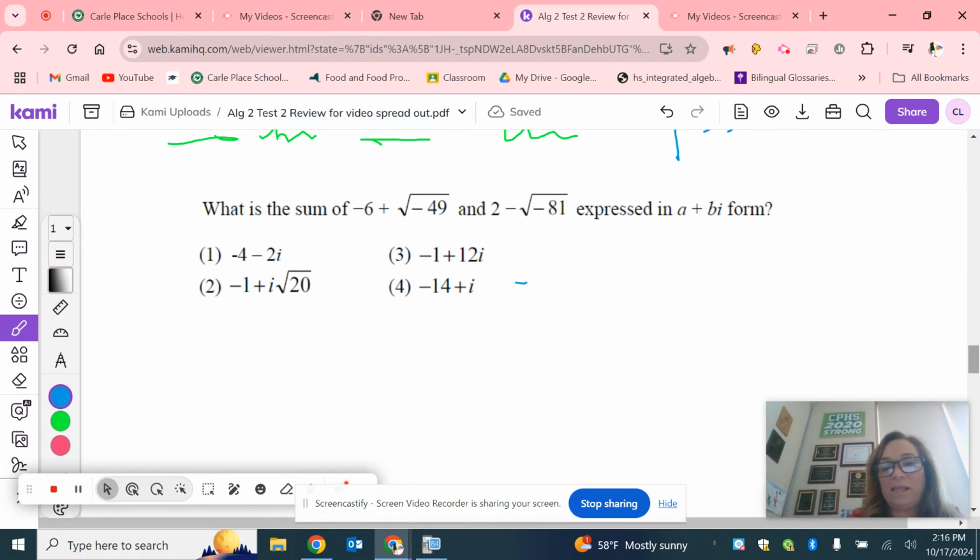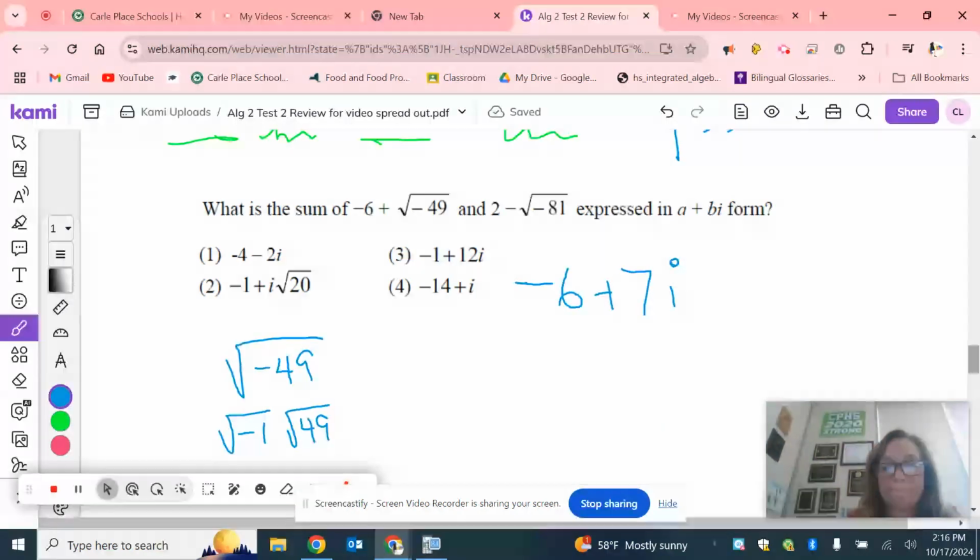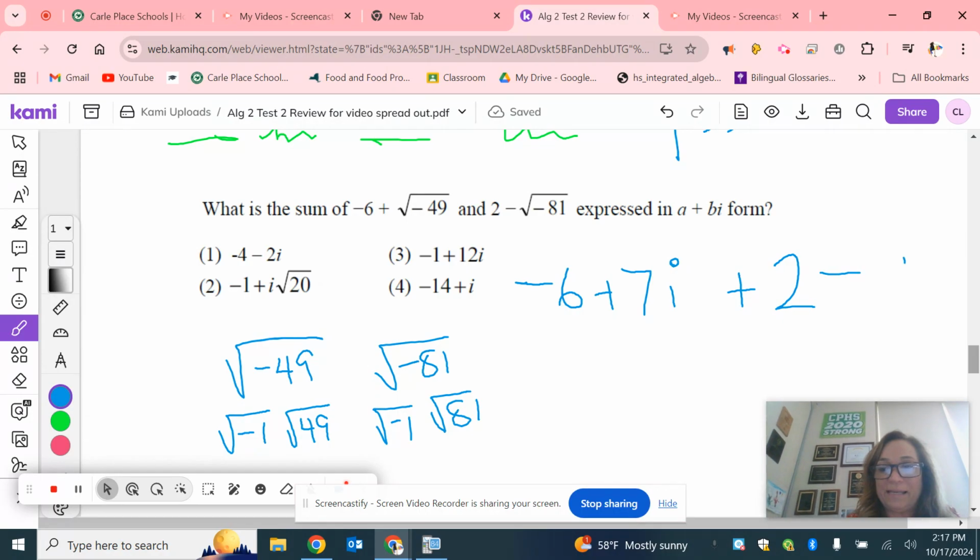That's my advice. Okay. All right, so I've got to break down this negative 49. So I think of this as negative 1, the imaginary part, and 49, the perfect square. So that gives me 7i. Sum means to add. I got to break down this negative 81 square root. So I think of that as the negative 1, the imaginary part, and the 81, the perfect square. So that's minus 9i. It's only minus because that was a subtraction sign right there.